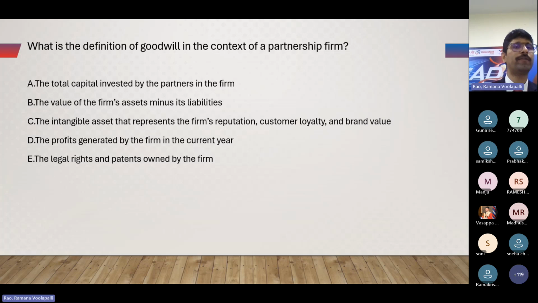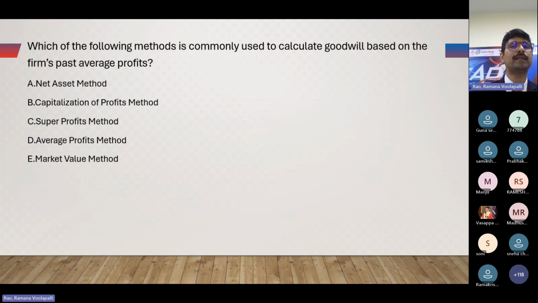The total capital invested by the partners in the firm, or the value of the firm's assets minus its liabilities. What is it? Great participation from all. So it is actually the intangible asset that represents the firm's reputation, customer loyalty and brand value that constitutes goodwill.